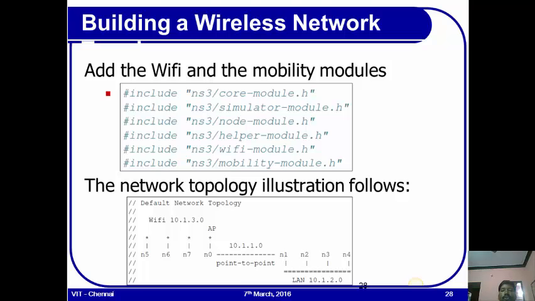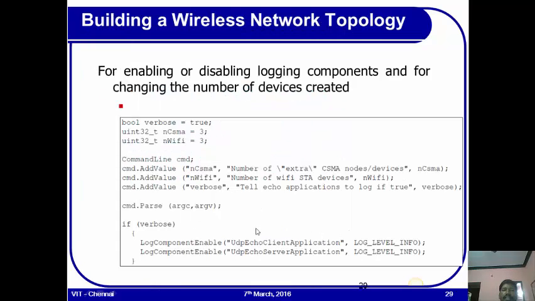The LAN comprises 4 nodes, from N1 to N4, whereas the Wi-Fi network is connected at N0, which is the access point. So we set up Wi-Fi nodes N5, N6, N7. So with this scenario we will be creating a wireless environment.